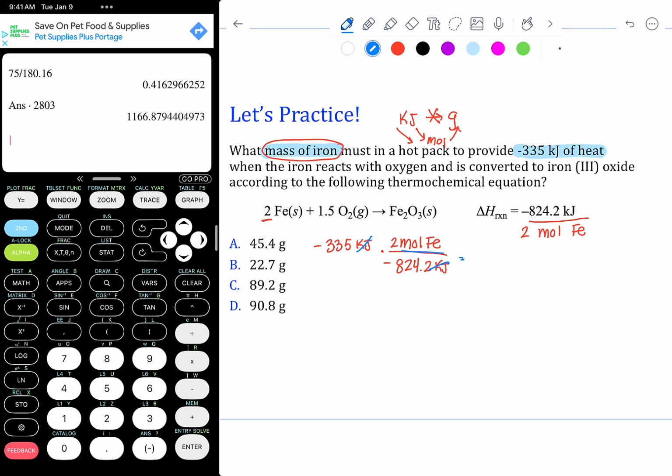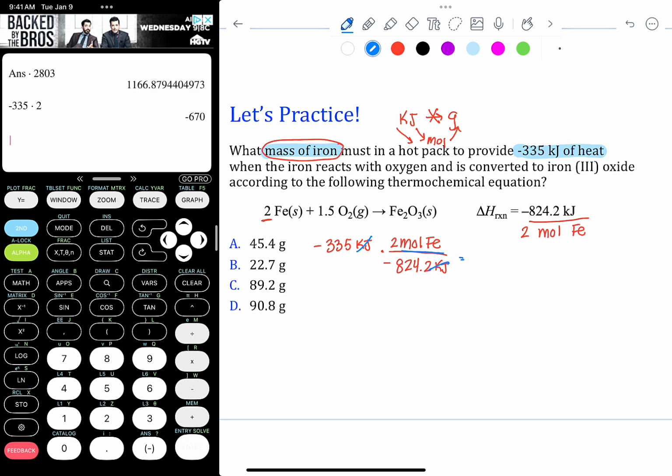And we know that as we do this, negative 335 times 2 divided by negative 824.2, we get 0.8120909 moles of iron. We know that if we have a mole value of an element or a compound, anything that has a chemical formula, we can find the mass because we know molar mass allows us to convert from moles to grams or grams to moles.